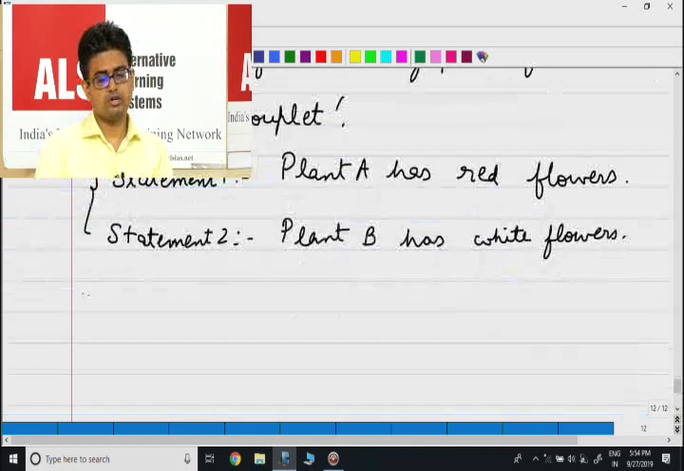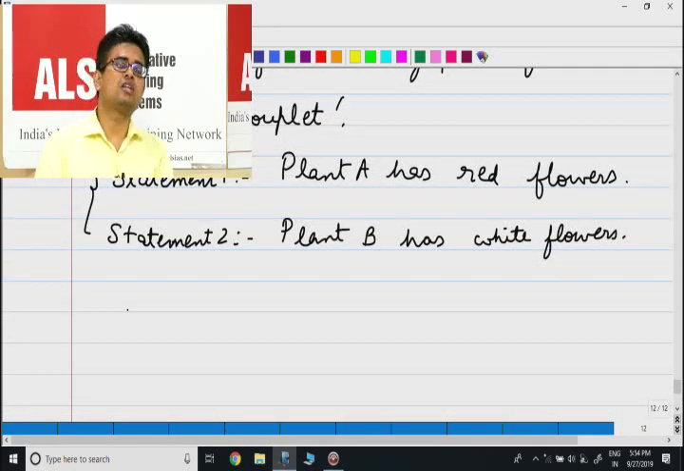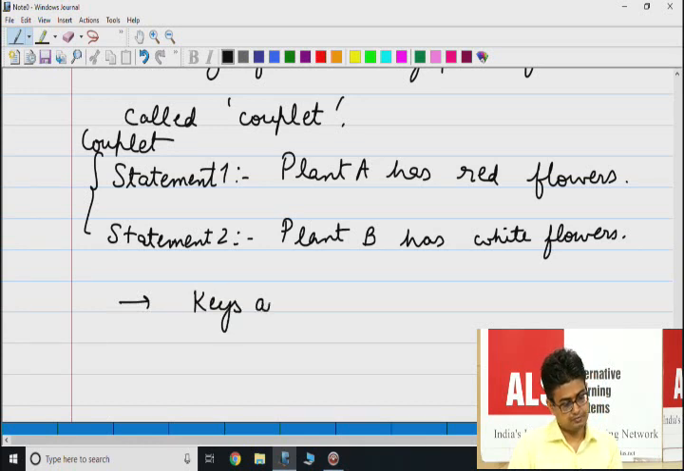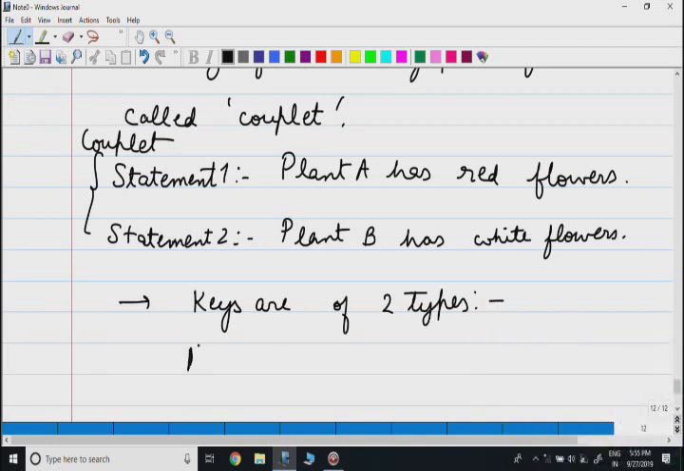We do not need to write much details. You will be only asked what is a key and what is it used for. It is used for taxonomy, and we bring out the differences between species and we learn to classify them. So we will write keys are of two types. One is bracketed key. Other is an indented key.